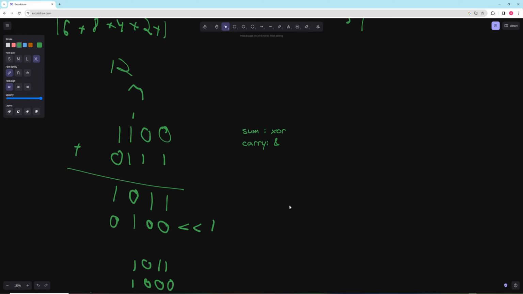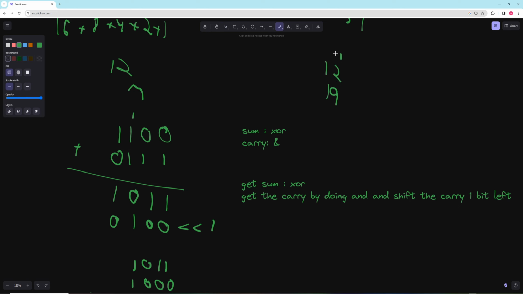Essentially, we're going to get the sum by doing XOR, get the carry by doing AND, and shift the carry one bit left, because the bit that you're actually carrying is just like in normal decimal. If you had to carry the one, this one is actually a tens place one. It's not a ones place one. It's the same thing. You're shifting the carry to the left because it is actually representing one bit farther, and then you just loop this till carry equals 0. That's how we get the sum.